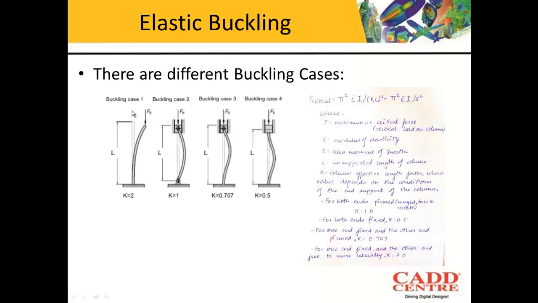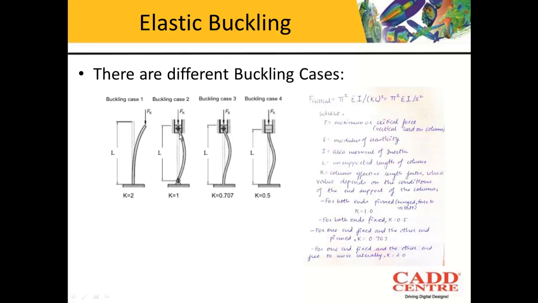Now we have taken 4 cases of supporting. In the first case you will see that one end of the beam is fixed and the other end is free to move in the lateral direction. If you have such a condition in your design, the K value is considered to be 2. So if one end of the beam is fixed and the other end is free to move laterally, K is taken as 2.